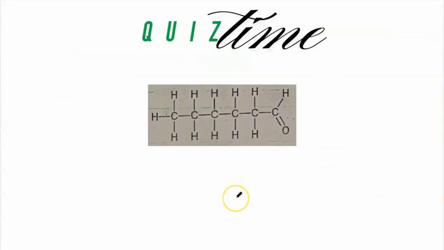All right, so here's an example. What's this called? This shouldn't take you long. Take a quick guess. You got it? Got 1, 2, 3, 4, 5, a 6 carbon chain with that double bonded oxygen on the end, so that's our aldehyde. This is hexanal.